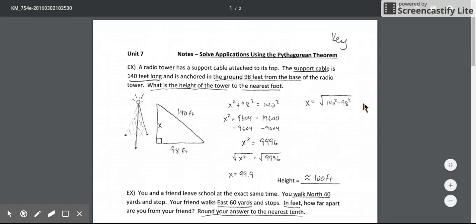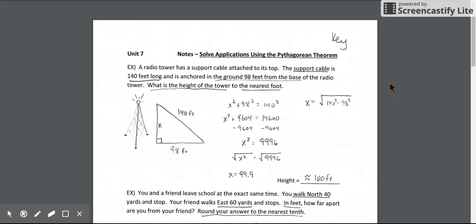In this video, we're going to be solving applications using the Pythagorean theorem. So let's start off with our first example. Usually with word problems, it might help to underline important information and then sketch out a diagram and try and put that information into your sketch.